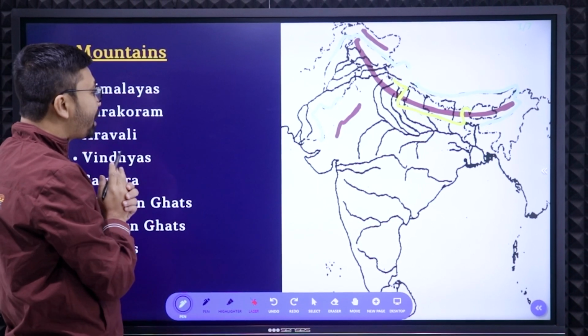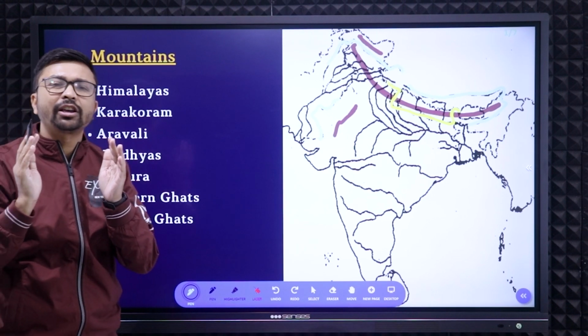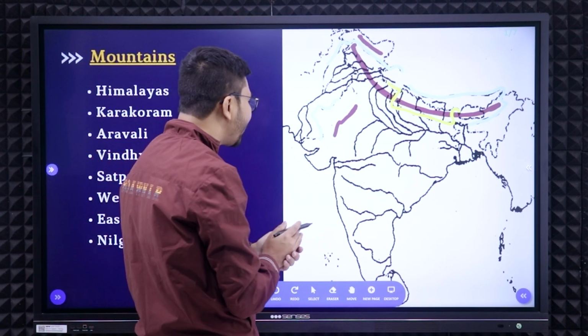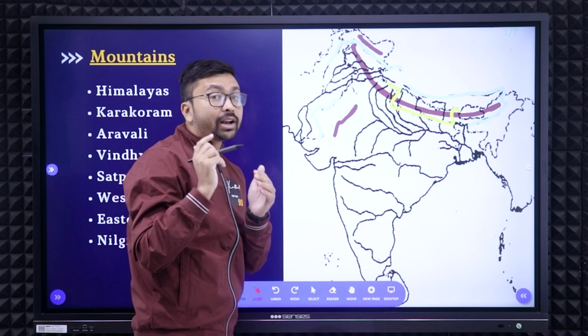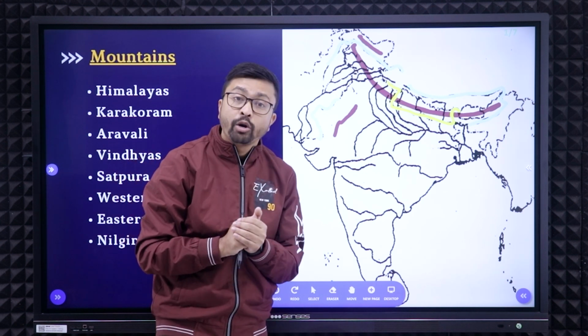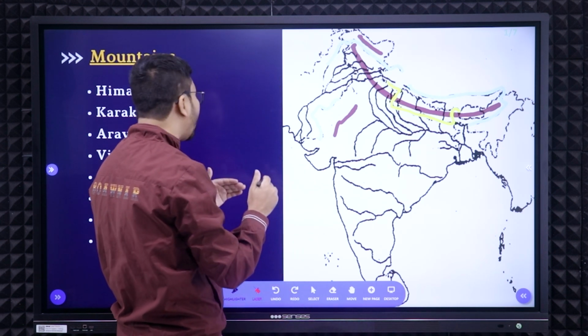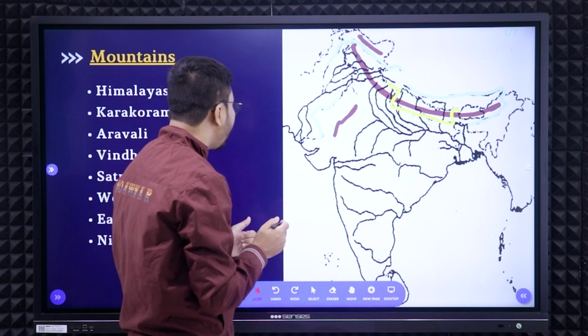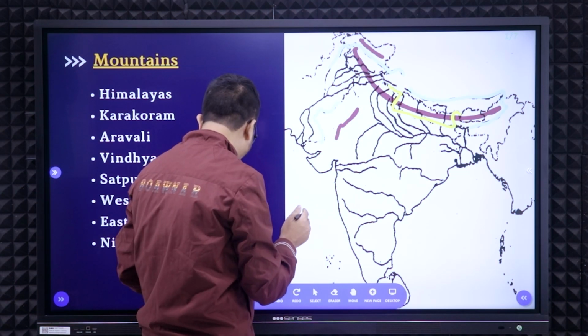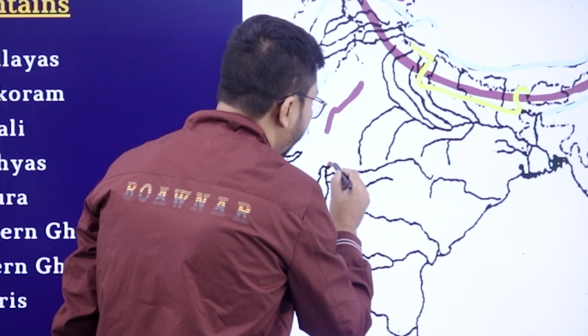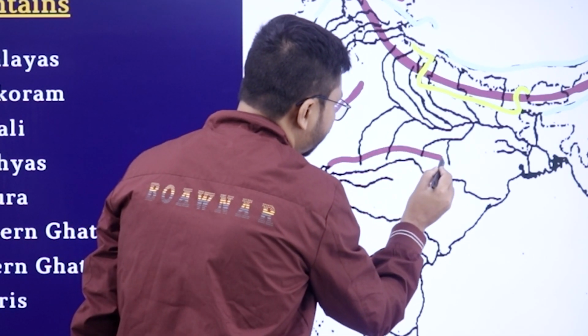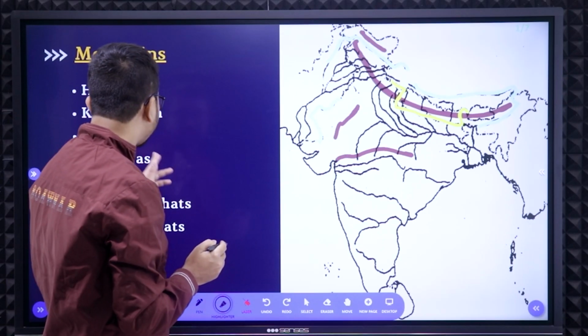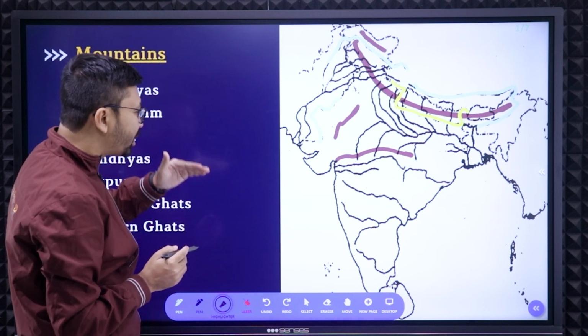So next one, the Vindhyas and Satpura. Those are very easy things to mark, right? Why? The two rivers, you know, the Narmada and Tapti, both are the west flowing rivers. So above the Narmada river, that will be the Vindhyas. You need to mark it here. So that is the Vindhya mountain, right? Above the Narmada.